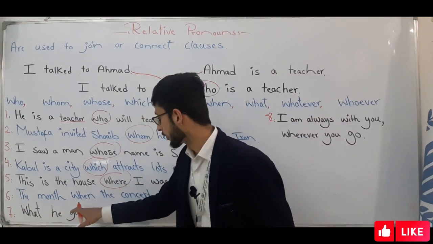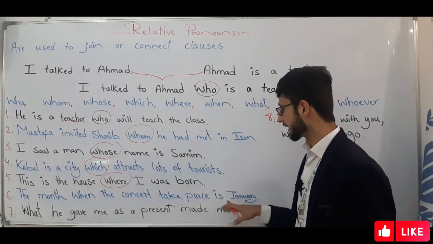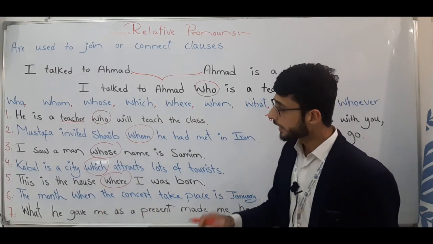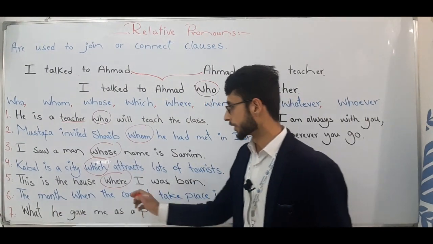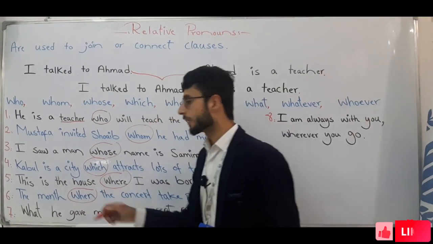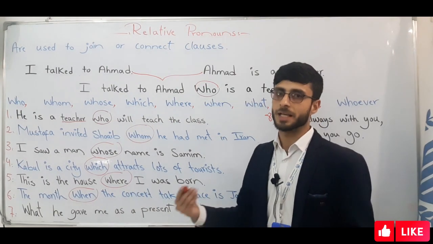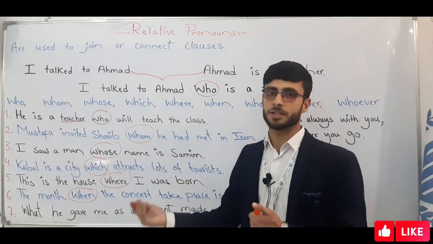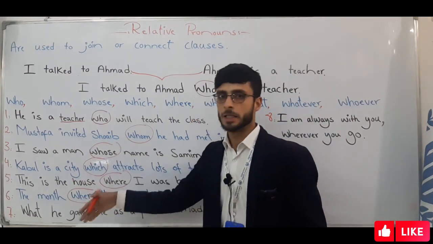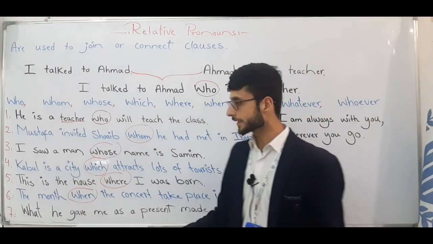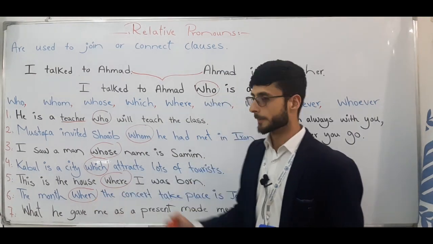Demand when the concert take place is January. In here we want to talk about the month, the time of something. We should use when. یعنی when وقت استفاده میکنیم درباره تایم گپ بزنیم، درباره وقت یک چیز گپ بزنیم when استفاده میکنیم. مثل که میگه ماه که، یعنی ماه گپ میزنیم، ماه وقت است، باید چی استفاده کنیم؟ when.